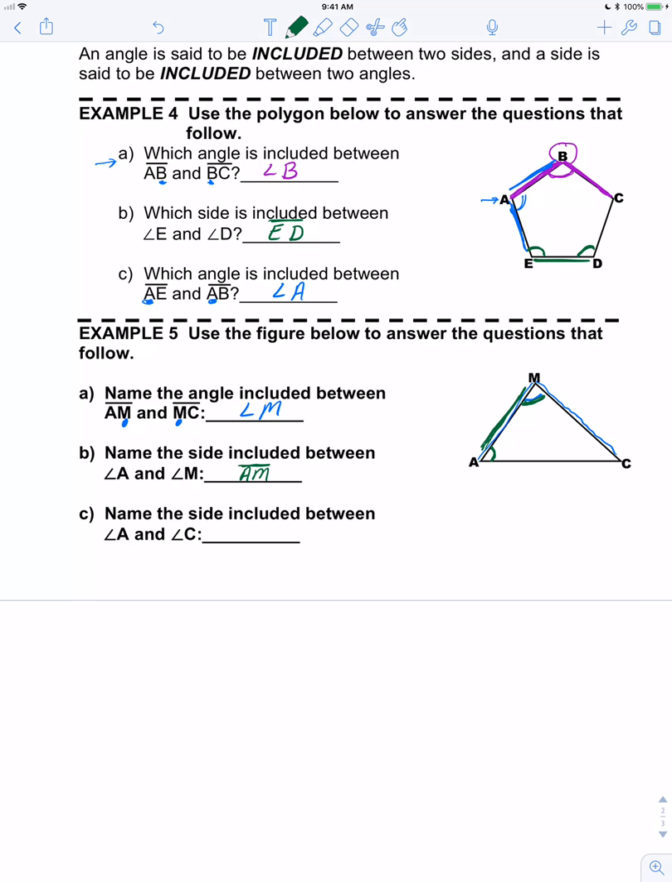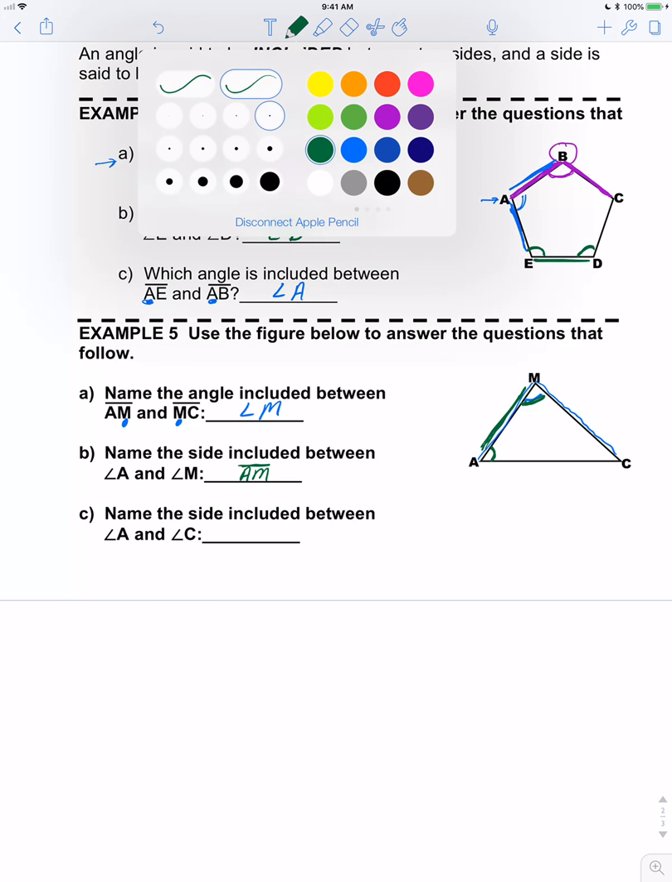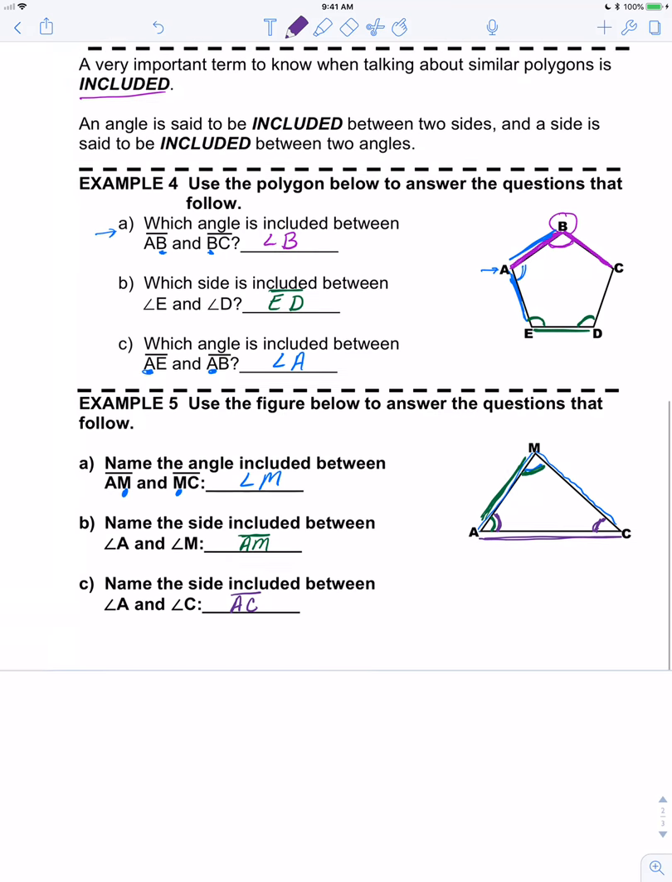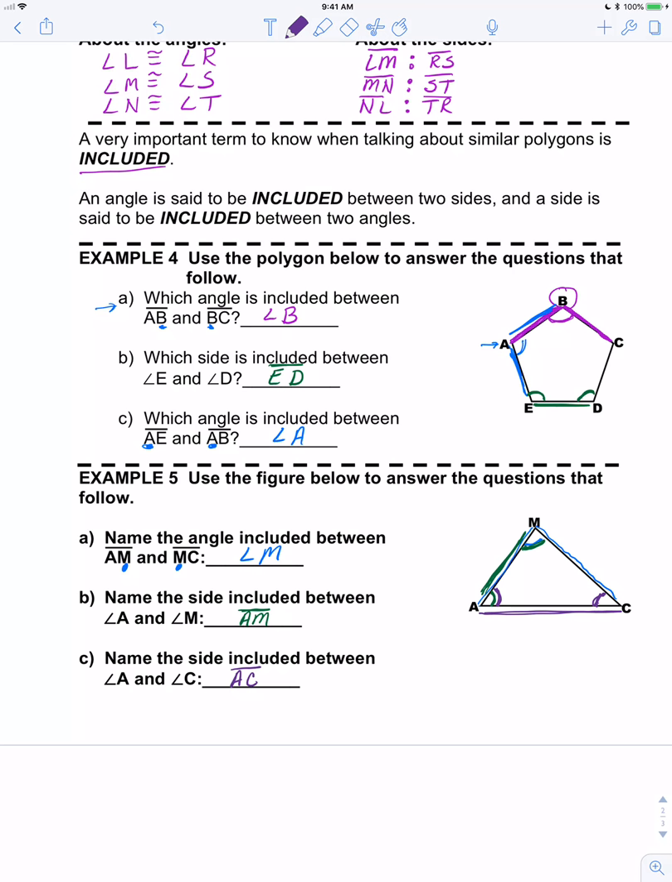Name the side that's included between angle A. Here's angle A. And then angle C. Well, the one that's included between those is AC. Hopefully that's not too tough to do or too tough to see there, and you'll be able to get through that homework pretty fast.